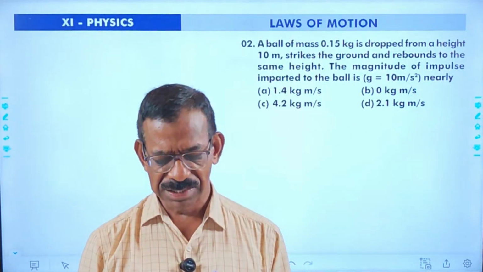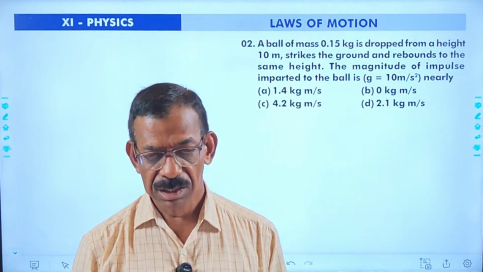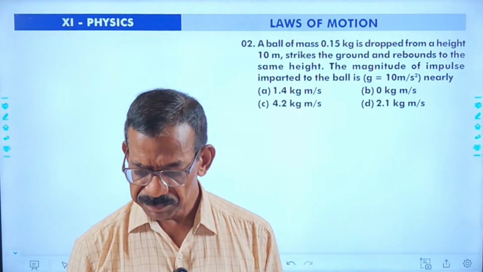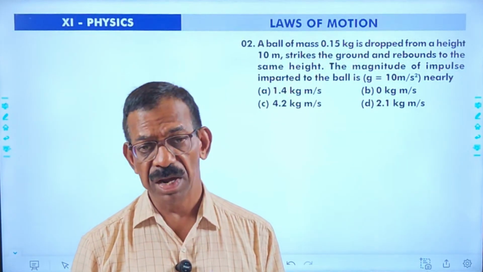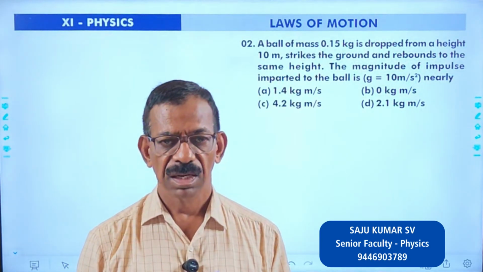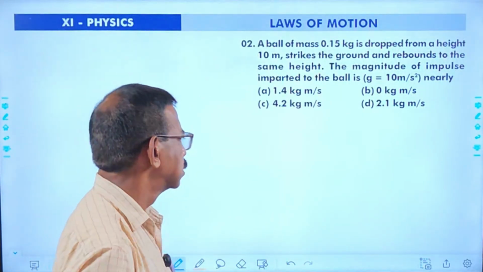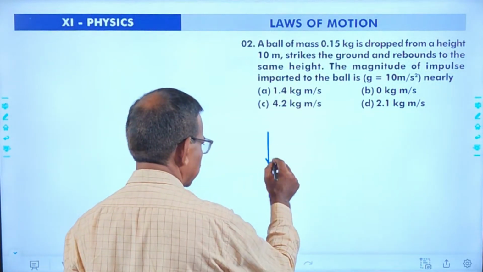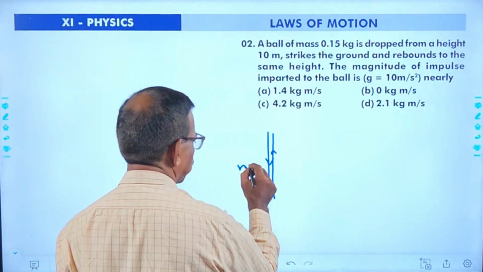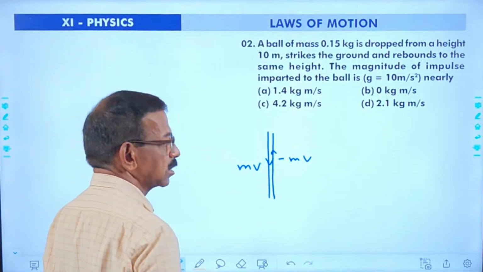Okay, there is second question. A ball of mass 0.15 kilogram dropped from a height of 10 meter rebounds from the ground to the same height. Then the magnitude of impulse. As you know, impulse equals change in momentum. That is, if it falls like this and rises to the same height. Here the momentum is mv. While returning, the momentum is minus mv.